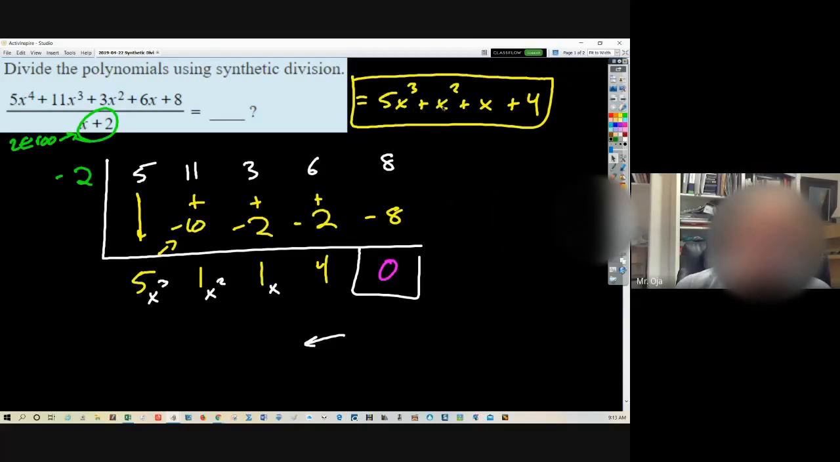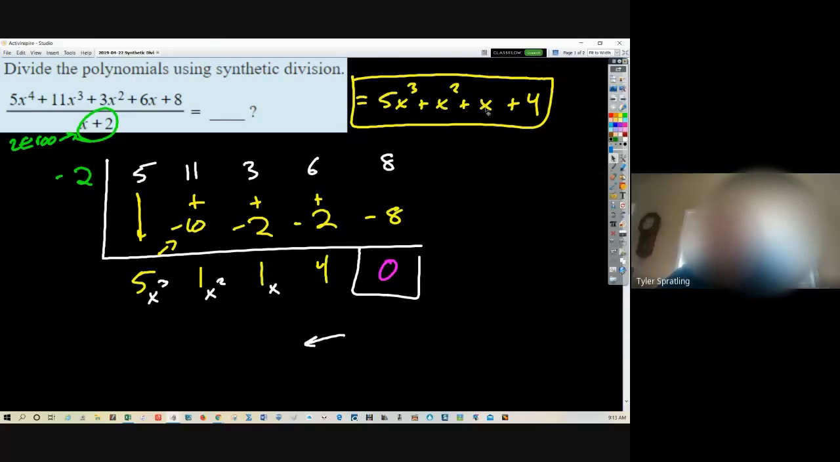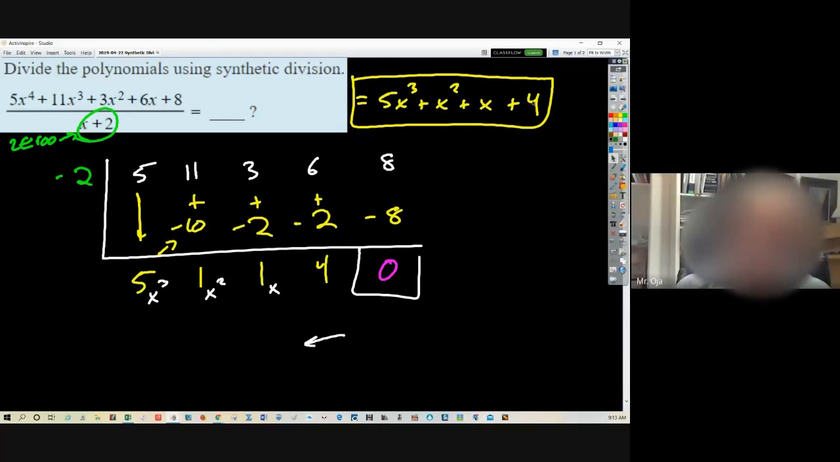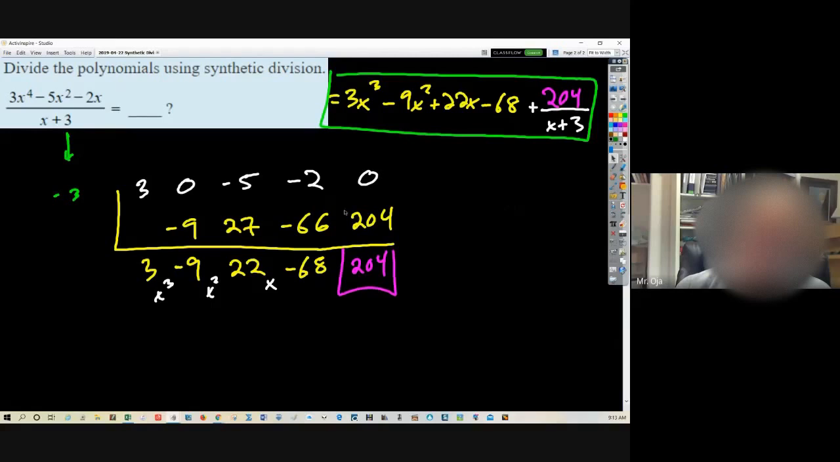So we just write that as x squared plus x plus 4. Okay, does that make sense? Yeah. Okay, so now let's do another one, one where we actually end up getting a remainder. So what about one like this? Here we've got 3x to the 4th minus 5x squared minus 2x, divided by x plus 3.